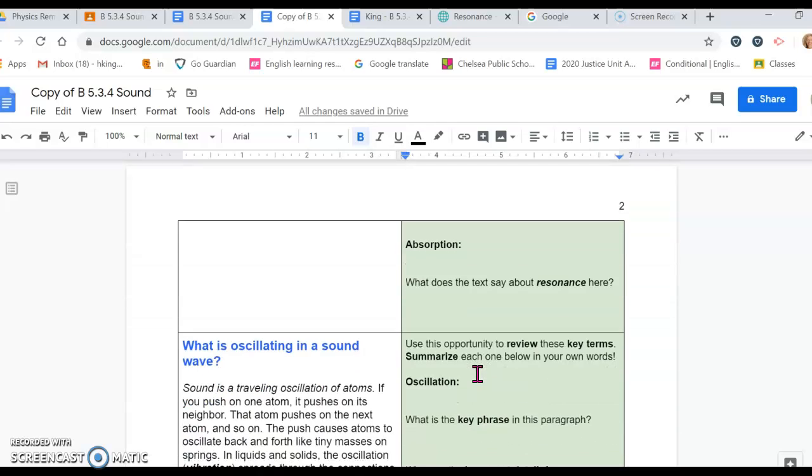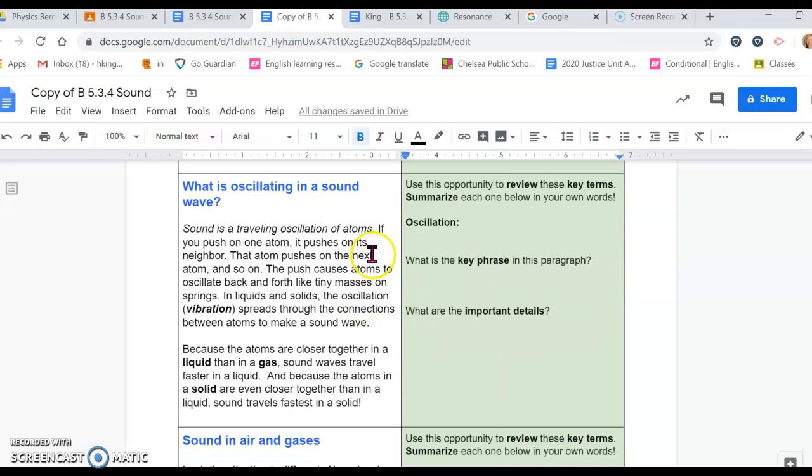Okay, scrolling down, I'm going to get to the next reading. Okay, what is oscillating in a sound wave? Sound is a traveling oscillation of atoms. If you push on one atom, it pushes on its neighbor. That atom pushes on the next atom, and so on. The push causes atoms to oscillate back and forth like tiny masses on springs. In liquids and solids, the oscillation or the vibration spreads through the connections between atoms to make a sound wave.